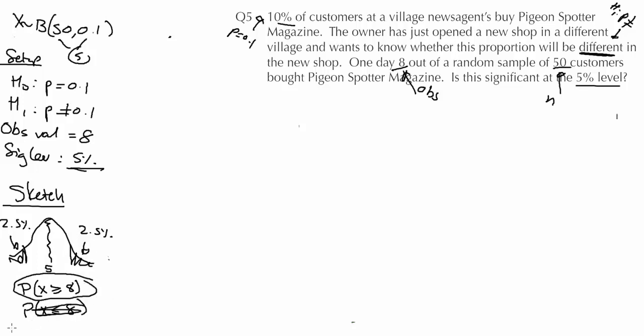So if you want the critical region, is the probability of X greater than or equal to 8 going to be less than 0.025? Question mark. Always put a question mark, okay? Because that's what we want to know.